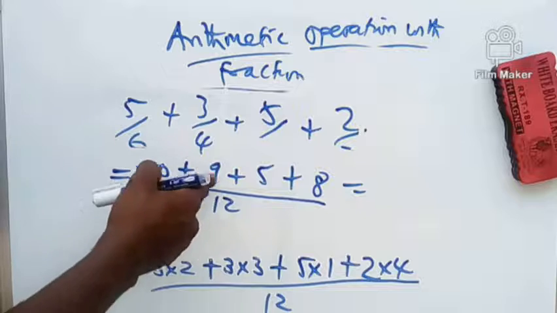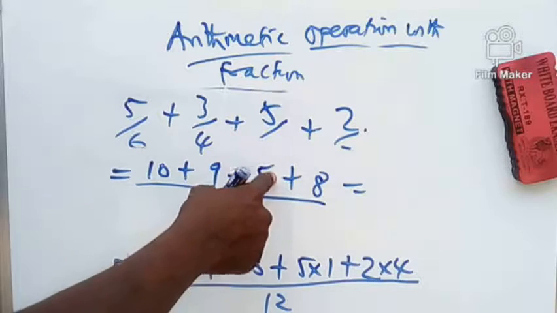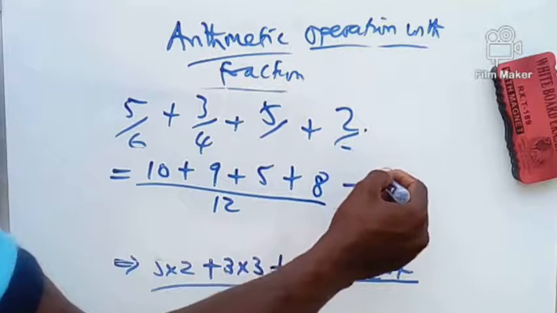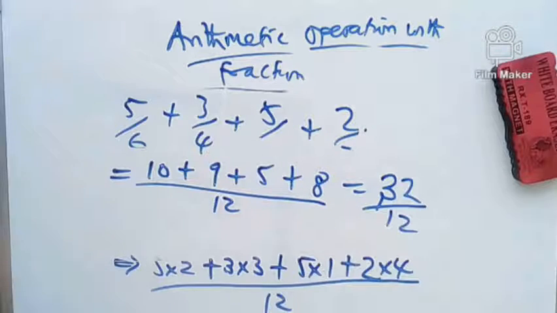So the final answer to this problem is going to be, so let's add what we have at the top. 10 plus 9 is 19. 19 plus 5 is 24. 24 plus 8 is 32. So we have 32 divided by what? 12. So the next thing is to do what? So that is the final answer.